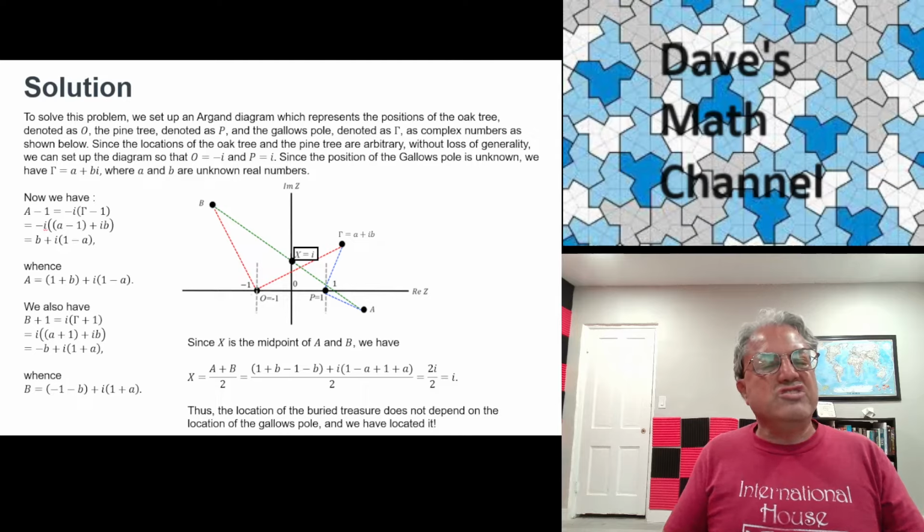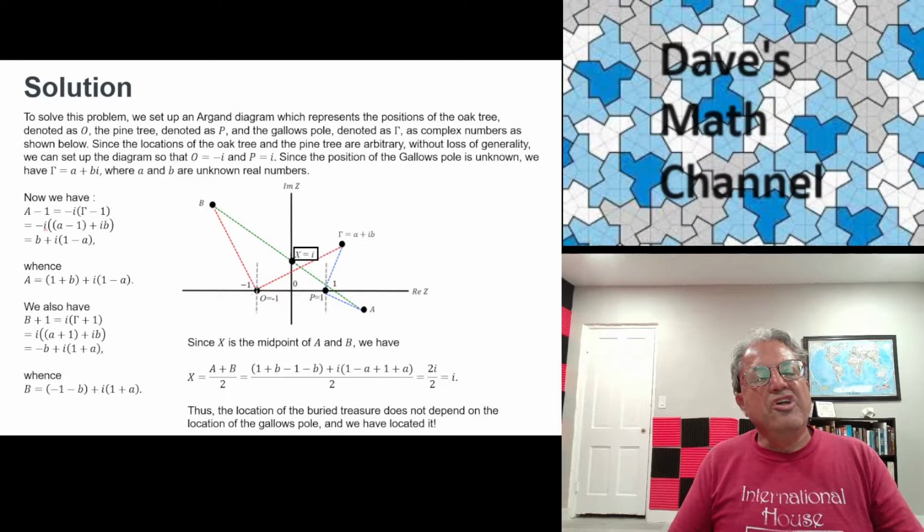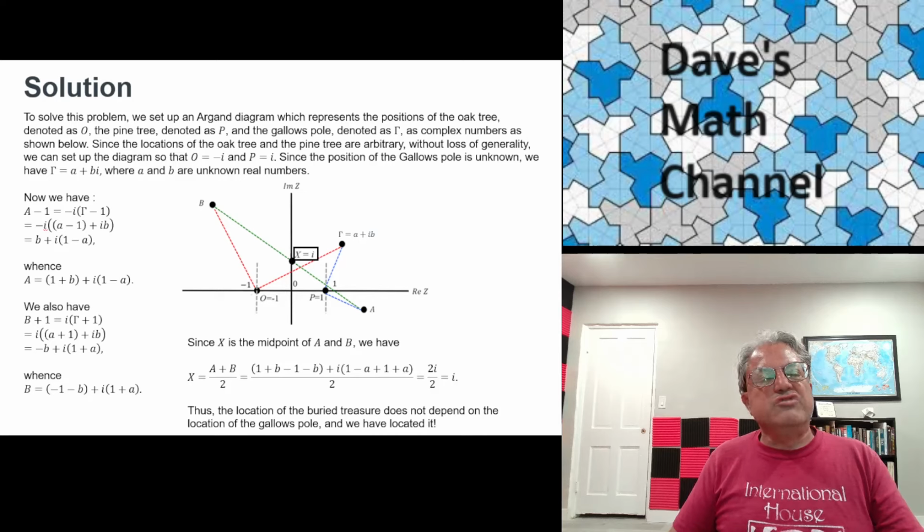Now we have to locate the treasure. Remember, the treasure is the midpoint of A and B. That's just capital A plus capital B over 2. When you work that out, you get something pretty remarkable happening here. Little a and little b cancel from this equation. I worked out the details in this calculation. For the real component, you get 1 plus b minus 1 minus b. That all cancels. There's no real component. And then the imaginary component is 1 minus a plus 1 plus a. This one doesn't cancel. You're left with 2i. So when you're done, you get 2i over 2, which is equal to I.